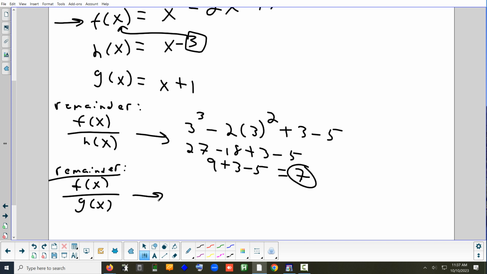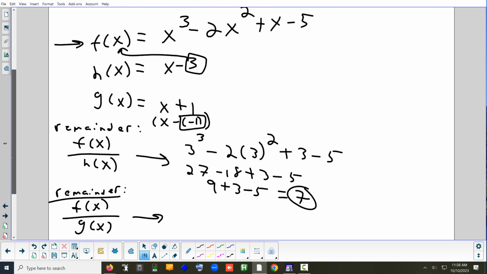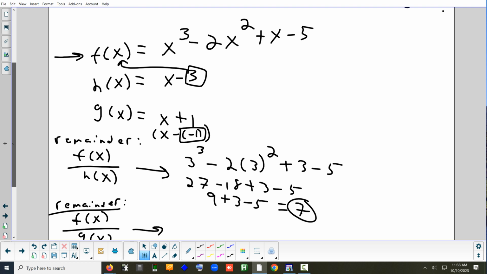Okay, so now we're going to divide by g of x. Is g of x minus a number, the way it's written? On this one, we can change it to x minus -1. Now it is x minus a number. What's the number that comes after the minus sign? -1. And where are you going to fill that -1 in? You're going to fill that into the f of x equation. So now plug -1 in for x.